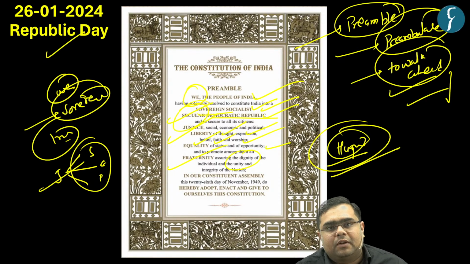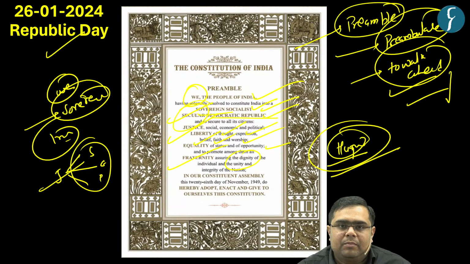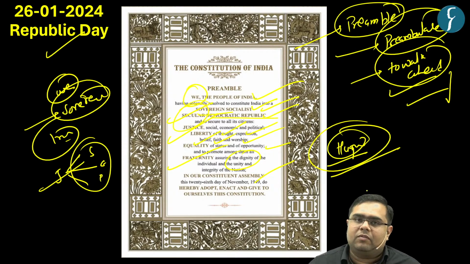And as a civil servant, when you go to the fields, one of the primary things that would be expected out of you is to ensure the dignity of individuals, right, and the unity and integrity of the nation. In our Constituent Assembly this 26th day of November 1949 hereby adopt, enact and give to ourselves this constitution. So this means we have given this constitution to ourselves.